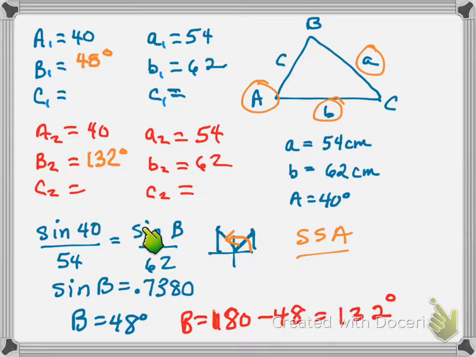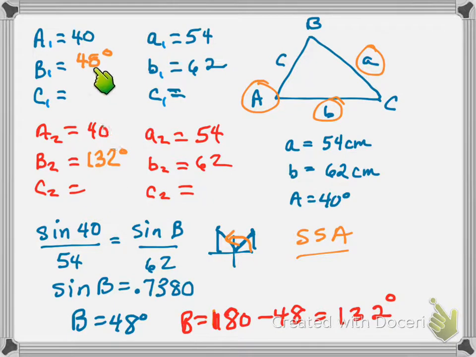Alright, so now I have to go back and solve for these four missing parts in each triangle. To find these two angles, I simply add up and subtract from 180. To find this angle C, add up and subtract from 180, and then I can use law of sines to find my missing side.